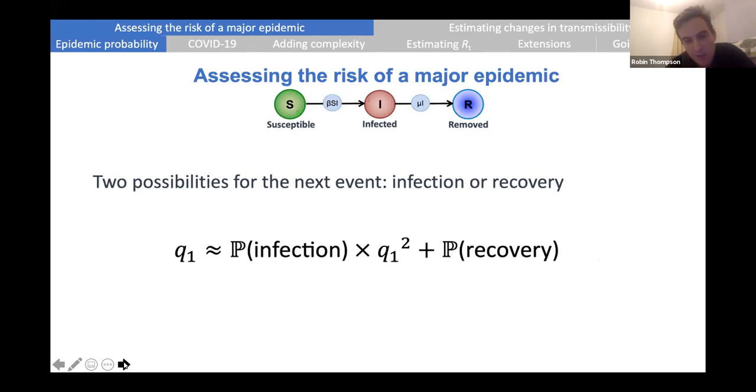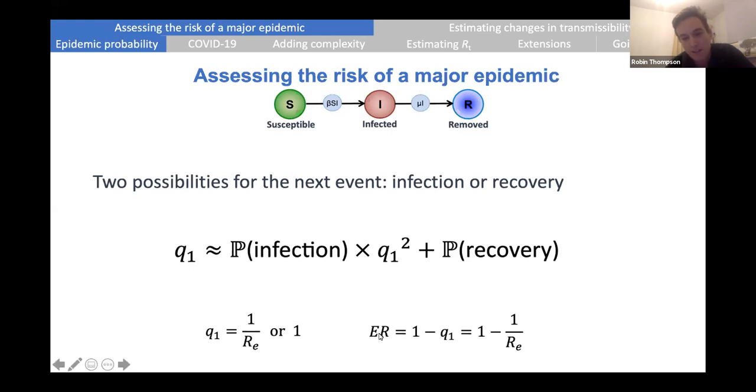And what you get is this expression here, this quadratic for Q1. In other words, a quadratic equation for the probability of not getting a major epidemic starting from just one infected host. And this is something that you can solve pretty straightforwardly. If you do that, you get two solutions to the quadratic equation. I'm going to focus on this one here. So this is 1 divided by the reproduction number of the pathogen. That's the probability of no major epidemic starting from a single introduction.